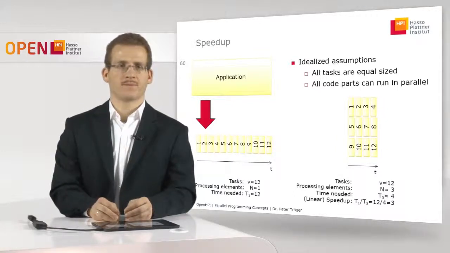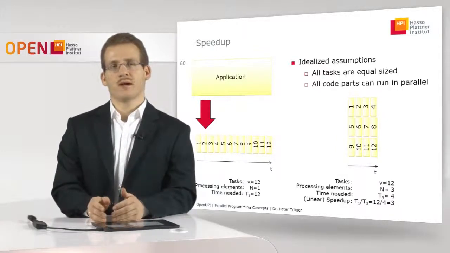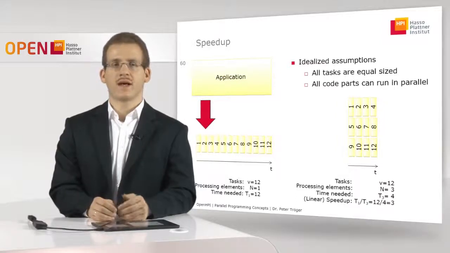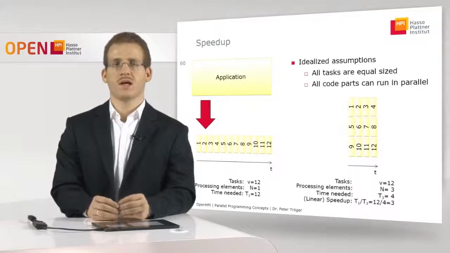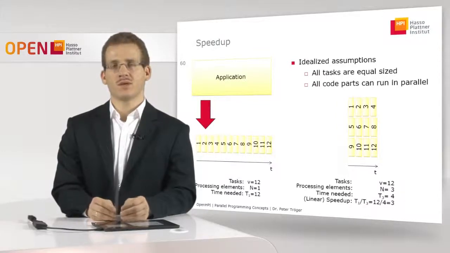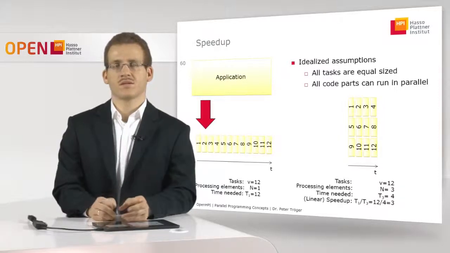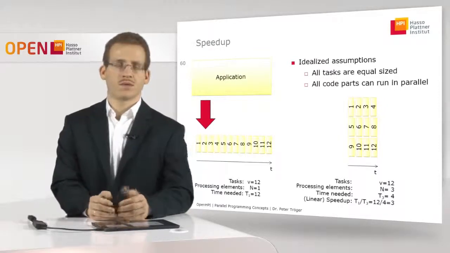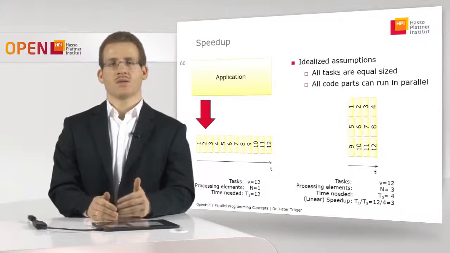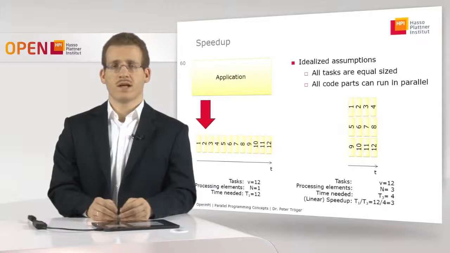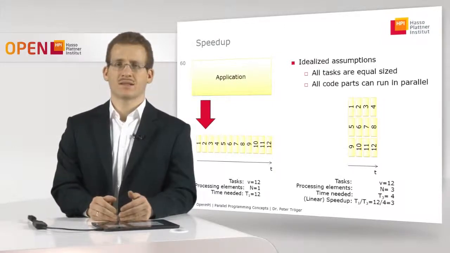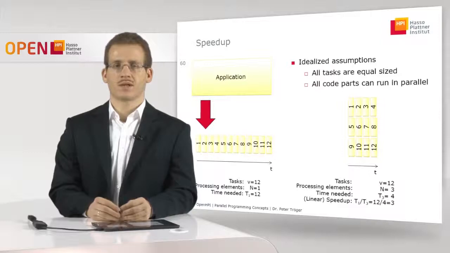On the right side, we simply add more processing elements, parallel hardware for example. By doing this, we are now able to distribute the given tasks over multiple processing elements. We still have the same number of tasks, but we have more processing elements, and this leads to the fact that we need less time to execute the overall application.